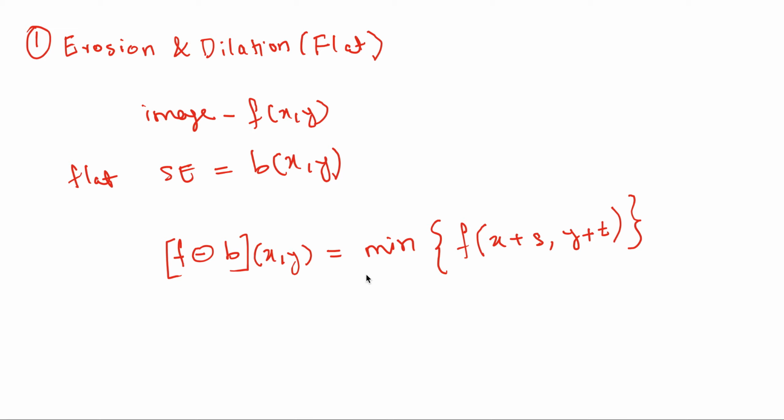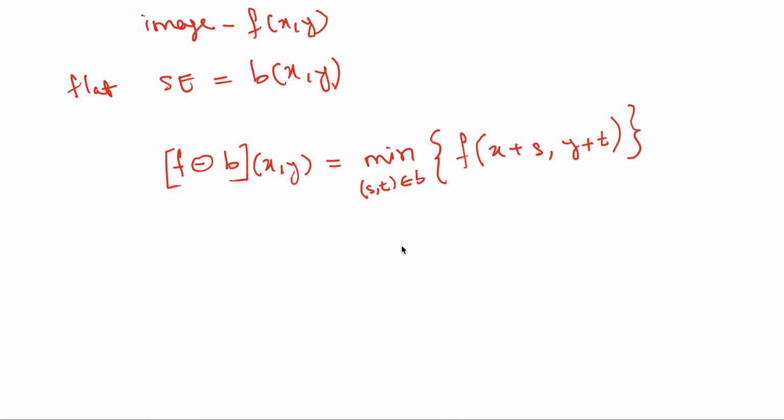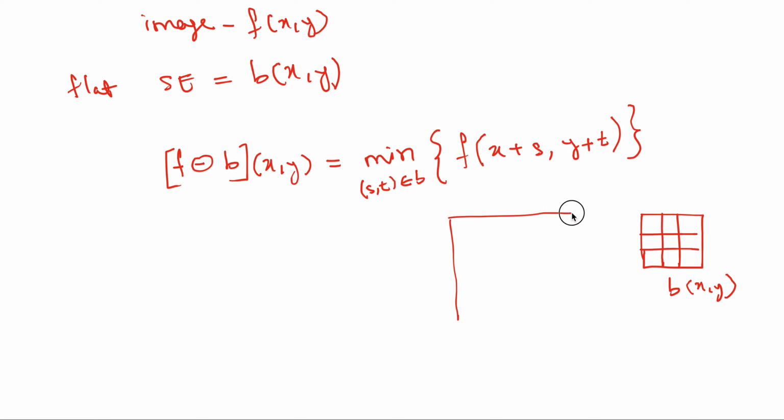You have to do this process by changing the values of s and t for every coordinate of the structuring element. To simplify this definition, suppose that I am using a 3 by 3 structuring element, and the actual value of this structuring element doesn't matter because we are using a flat structuring element. The intensity does not come into this equation. Let me call it b of x y, and suppose that this is your image.